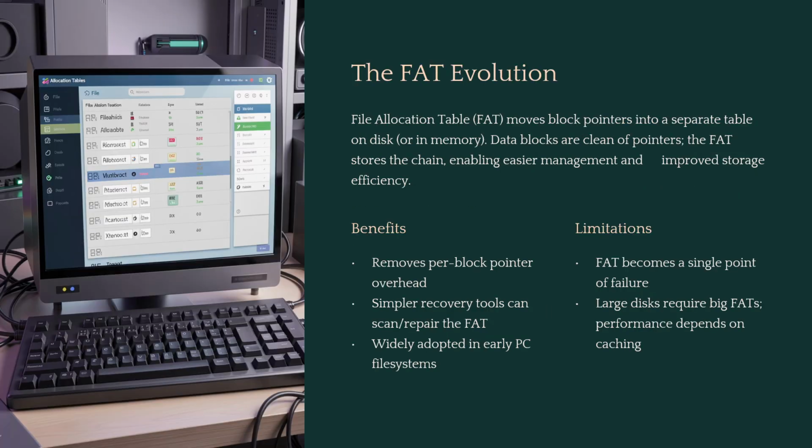An improved version of linked allocation is called the file allocation table, or FAT. Instead of storing pointers inside every data block, FAT keeps all the pointers together in a separate table. This allows the data blocks to store only actual file data, making storage more efficient. FAT also makes file management and recovery easier because the operating system only needs to examine the allocation table. This method became very popular in early versions of Windows and MS-DOS.